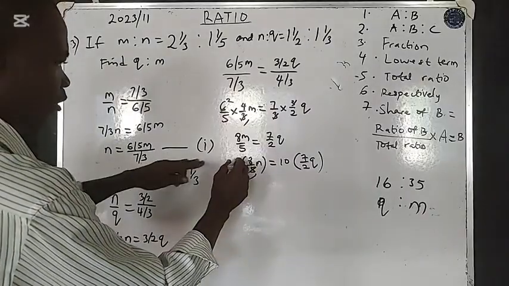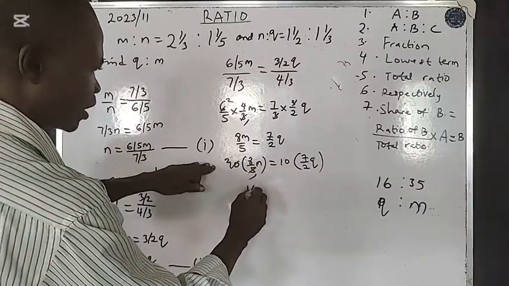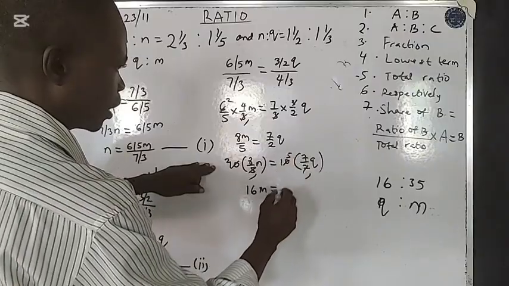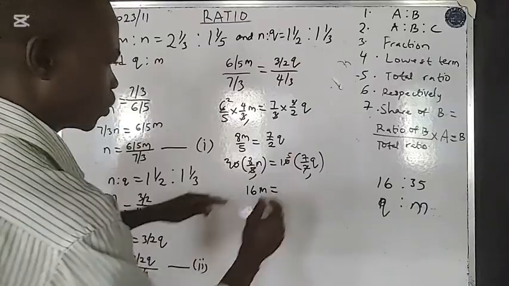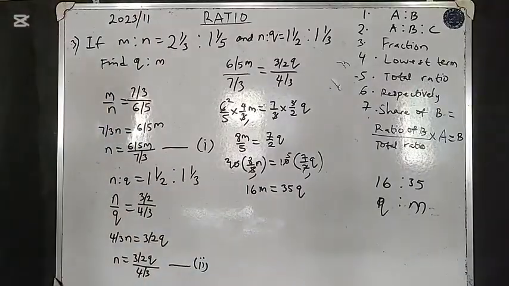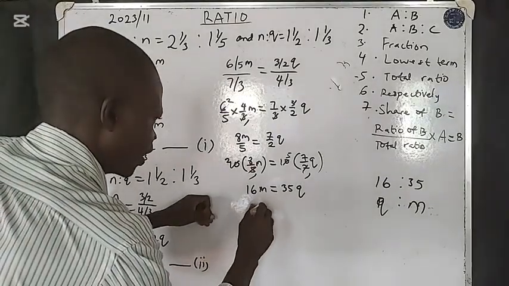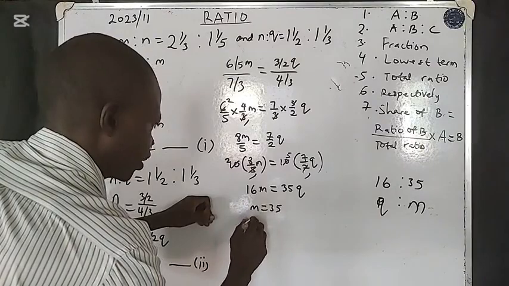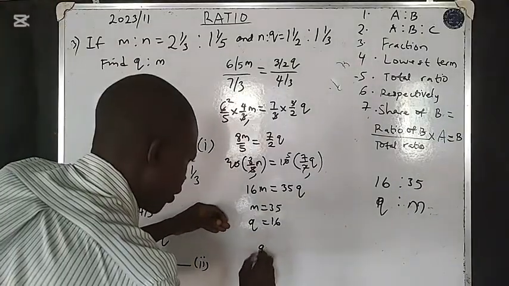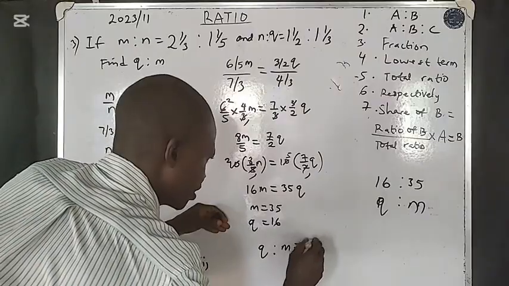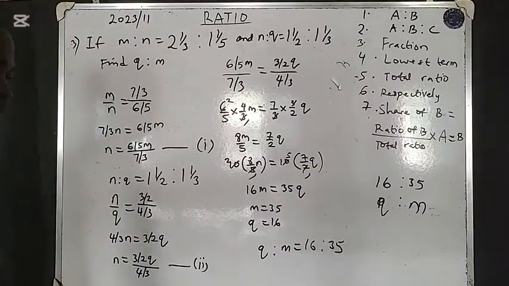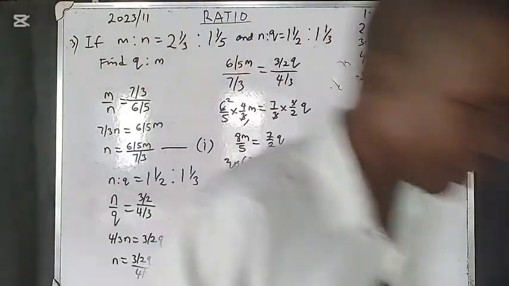So 5 here is 1, 5 here is 2. So here we have 16m. Then here we have 2 here 1, 2 here 5, right? 5 times 7 is what? So we have 35q. And that is our answer. So m equals 35 and q equals 16. So q ratio m, they ask us, q ratio m is 16 ratio 35. Do you see how beautiful it is? Yeah. Very, very beautiful, right? Let's move to the next stage.